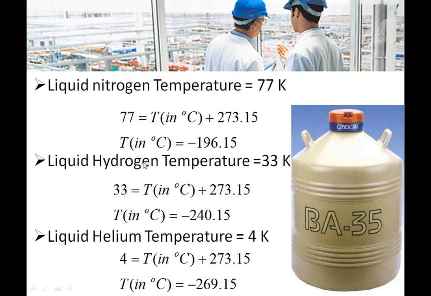Kelvin is commonly used in industries for measuring lower temperatures, that is cryogenic temperatures, and also extremely high temperatures. The liquid nitrogen temperature is 77 Kelvin, and converted to centigrade it comes to around minus 196.15 degrees centigrade. Similarly, the liquid hydrogen temperature is 33 Kelvin, and converted to centigrade it is around minus 240 degrees centigrade. The liquid helium temperature is 4 Kelvin, and in degrees centigrade it is minus 269.15.